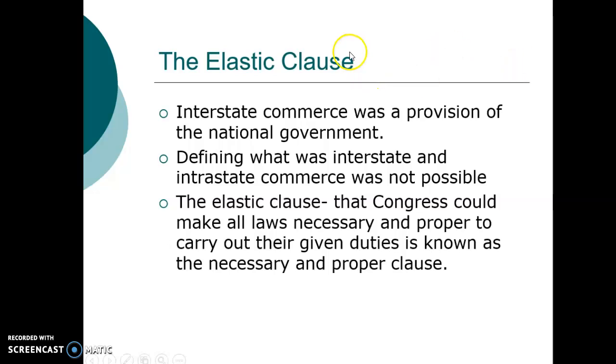The Elastic Clause, this is a part of our Constitution, also called the Necessary and Proper Clause. And the Elastic Clause provides that Congress can make any laws that are necessary and proper to carry out their given duties. And the default to this Elastic Clause goes back to what we had talked about last week. Some of the challenges that were created with the Articles of Confederation, right? And the resultant Shays Rebellion, which hastened the process of having a stronger national government.